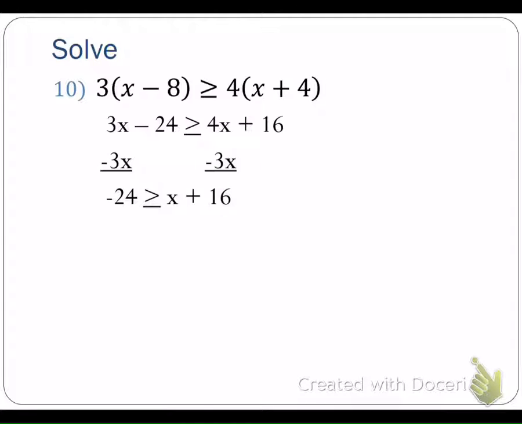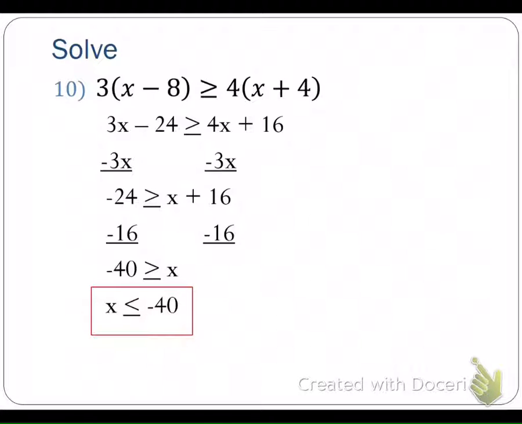Okay? Questions? All right, what next? Subtract the 16. They're both negative, so add them, keep the negative sign. Negative 40 is greater than or equal to x. So my final answer is x is less than or equal to negative 40.